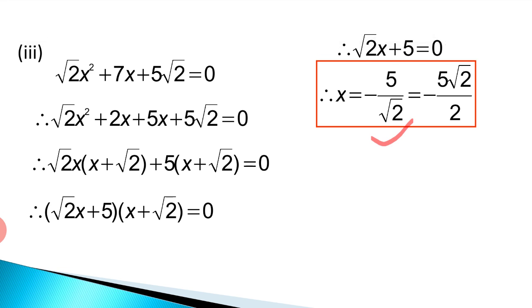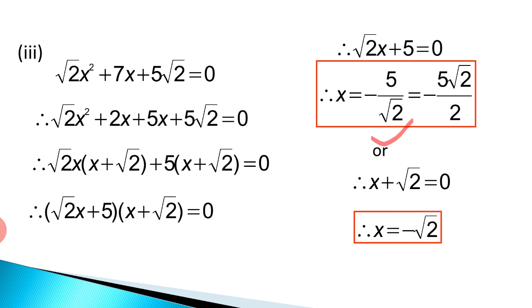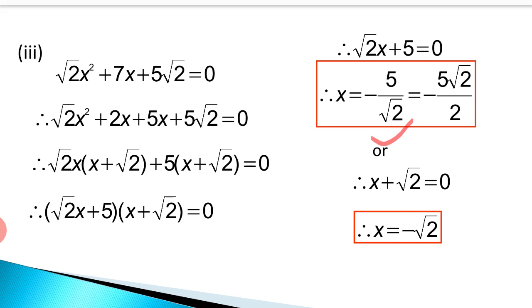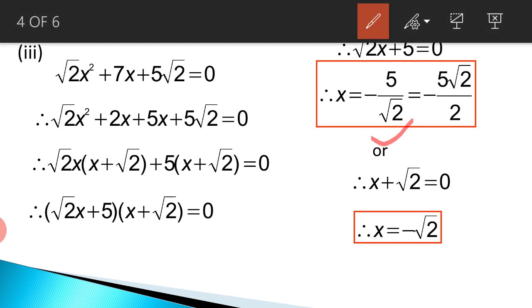Is it okay? Now next, which is the factor? Or x plus root 2 can be equal to 0. So then x will be equal to minus root 2. Again, I am once again insisting that you have to use which word, children? The word or. Is it okay? Which word you have to use? The word or you have to use. So x can be minus 5 root 2 upon 2, or x can be minus root 2. So these are two roots.